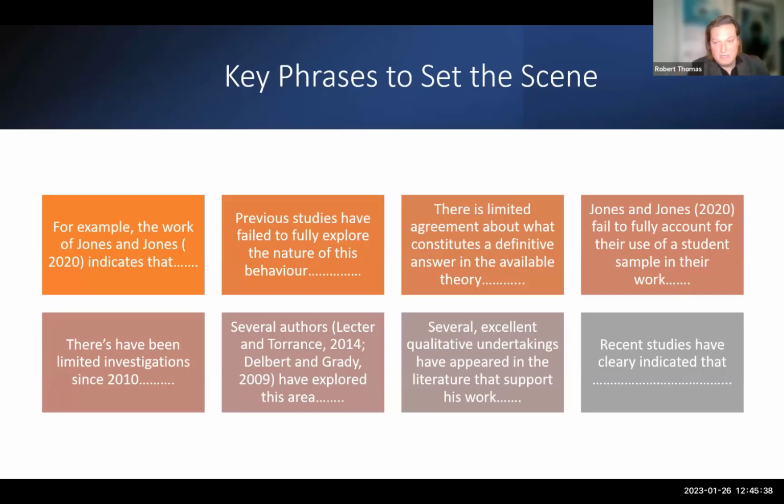That can build your methodology, okay? The Jones and Jones failed to fully account for the use of a student sample. That's a critical sentence. That's how you introduce criticality, okay? So take some of these elements away, some of these sentences, and start to implement them. And what you will find is you're quickly developing a strong paragraph or sets of paragraphs.